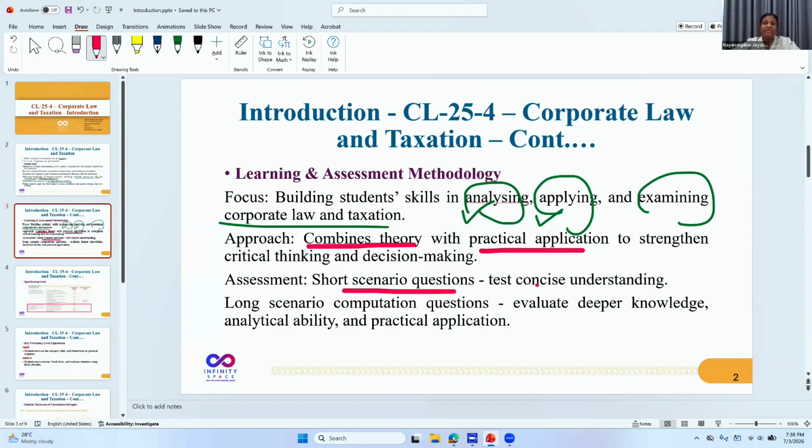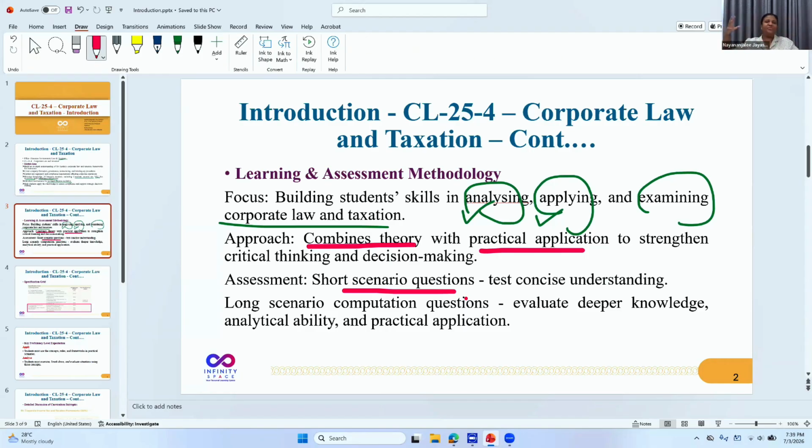The test is on the conciseness of your understanding, how you have understood this and how you are going to apply it to a given scenario. There are long scenario computation questions as well, and there is one question for 20 marks.